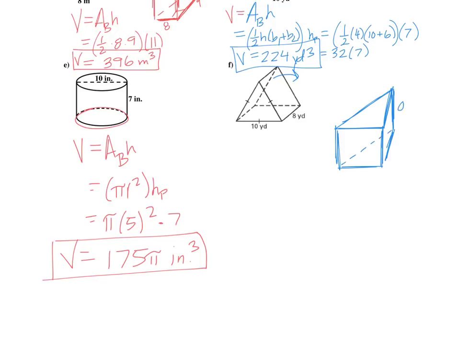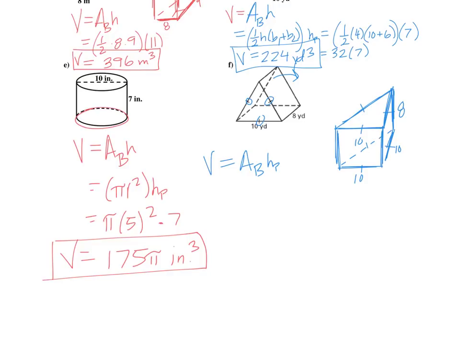The height is 8. And notice that it's equiangular and equilateral. So all sides are 10 here. In order to figure out the area of the base, I have to figure out the area of the triangle. And in order to do that, I need to figure out the height of the triangle. How are we going to do that?